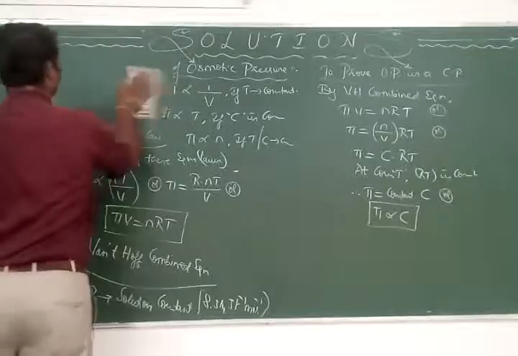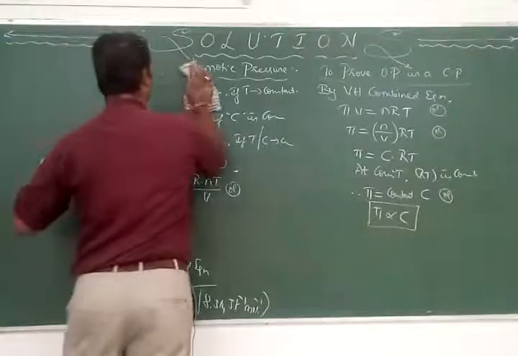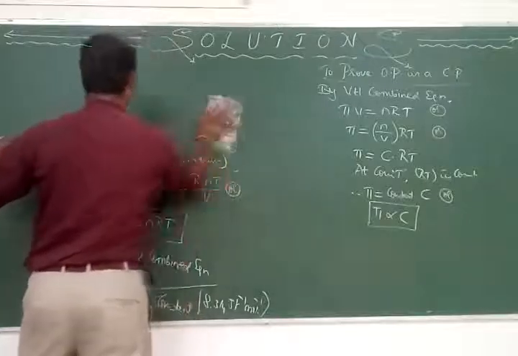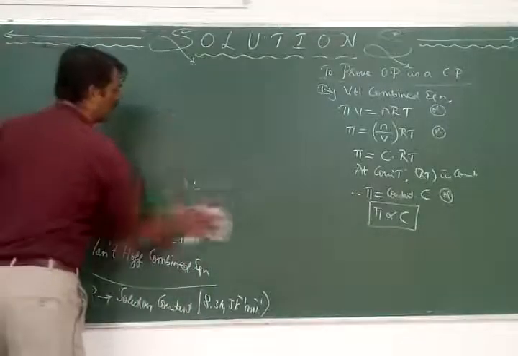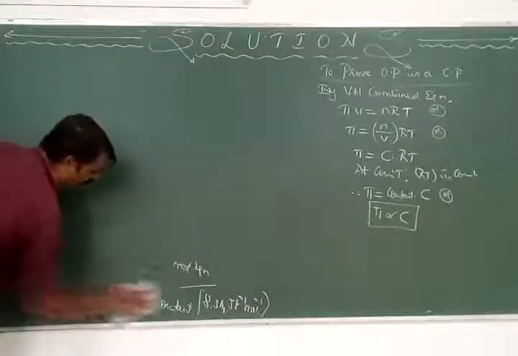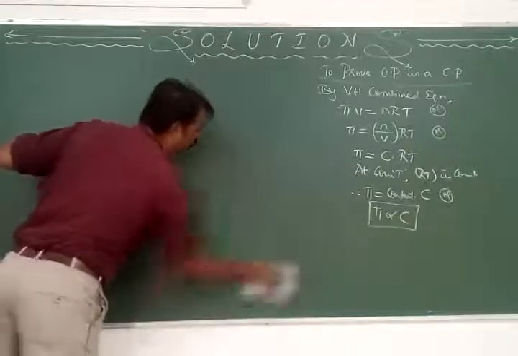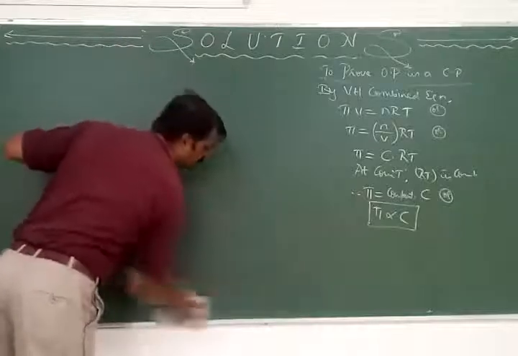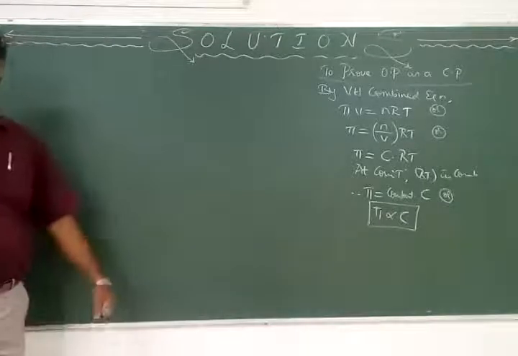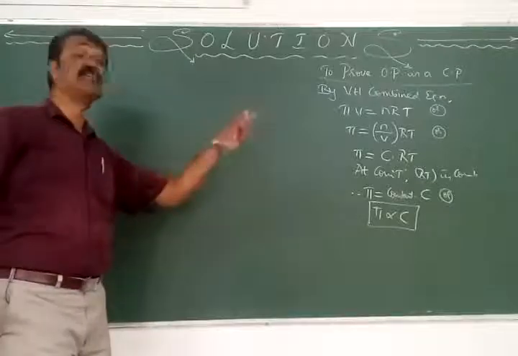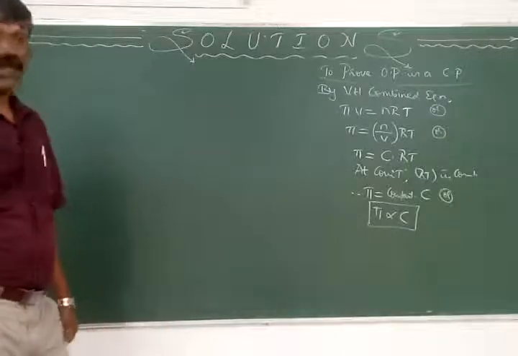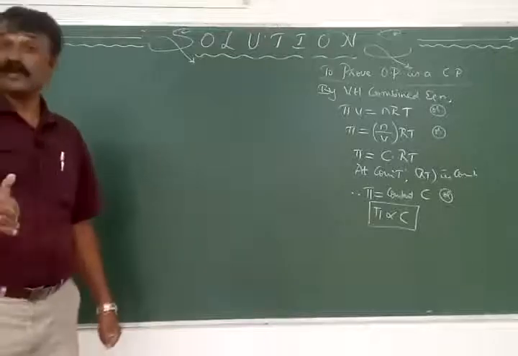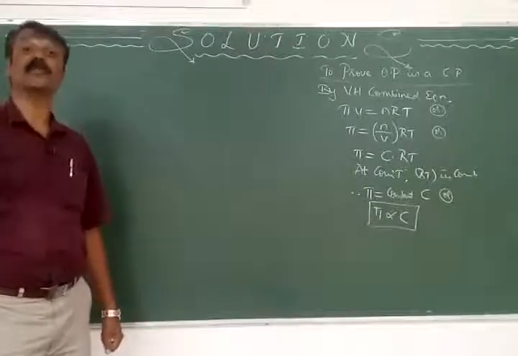First you have to take Van 't Hoff's combined equation, given by pi V is equal to nRT. Shifting V towards the right side, pi is equal to n by V into RT. But what is n by V also called? It is called molar concentration, or sometimes molarity. Therefore pi is equal to n by V into RT, which means pi is equal to C into RT. If the temperature is kept constant, and R is always a constant, what is the product of R into T? That is also a constant.